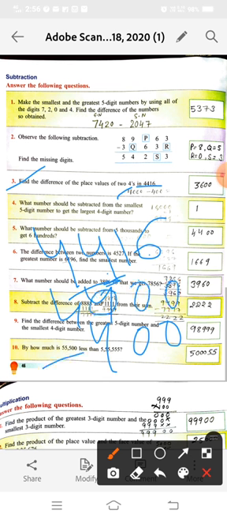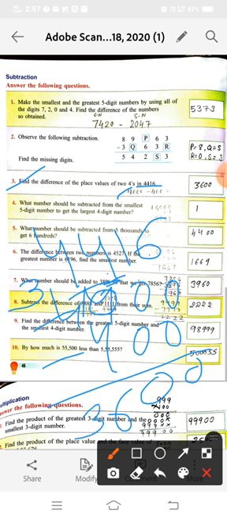Now find the difference. 0 minus 0 is equal to 0. Again 0 minus 0 is equal to 0. Now here is 0 and 4. So we will borrow from here. So it will convert into 10. Now 10 minus 4 is equal to 6. And the remaining number here is 3. So write here 3. So 3600 is our answer.